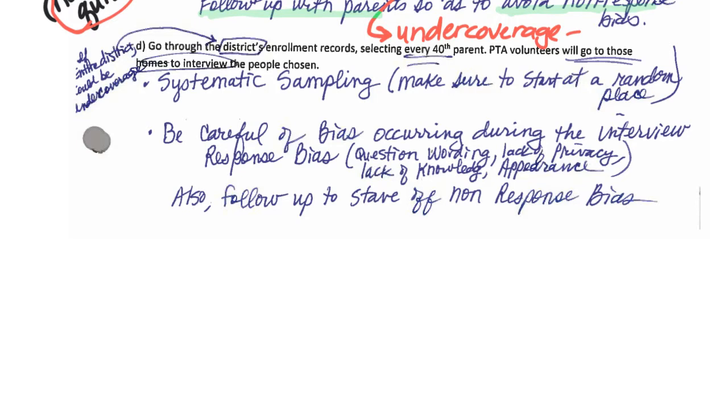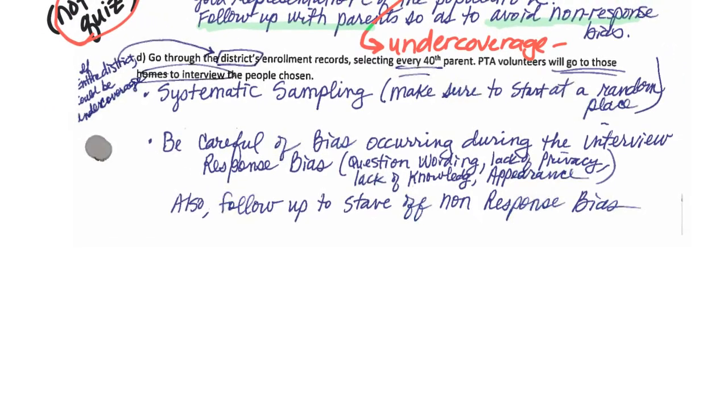Go through the district's enrollment. Okay, so we're talking the entire district's enrollment, and select every 40th parent. And then they will go to the homes and interview them. Ding, ding, ding, ding, ding. That should also be a flag right there. Now, first of all, I'm loving this select every 40th parent. I'm like, ba-bam. I know that is systematic. Check that off. Got that one.